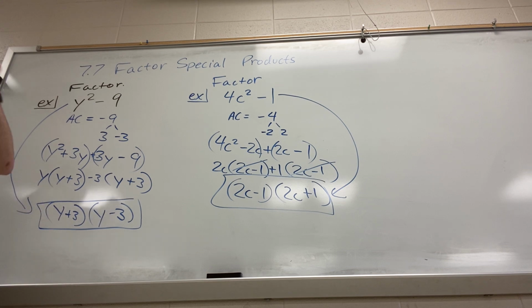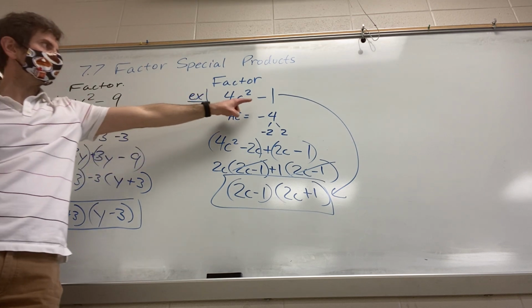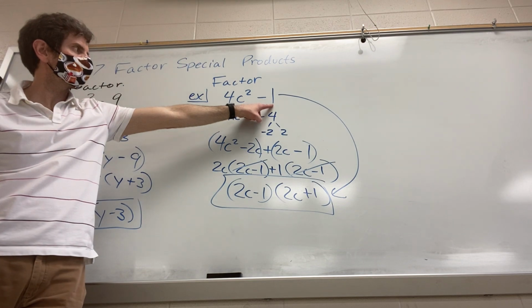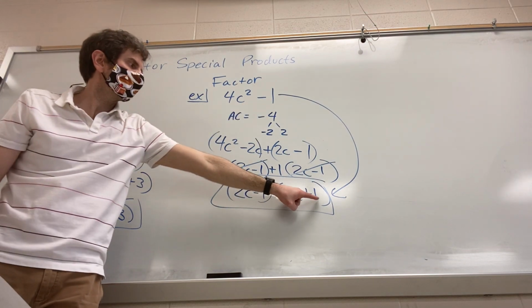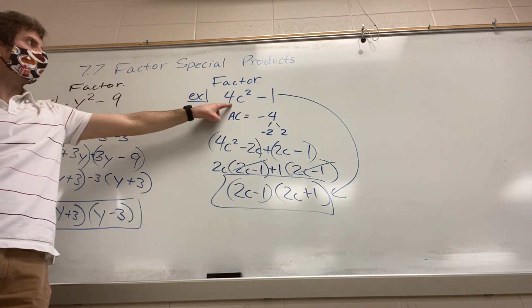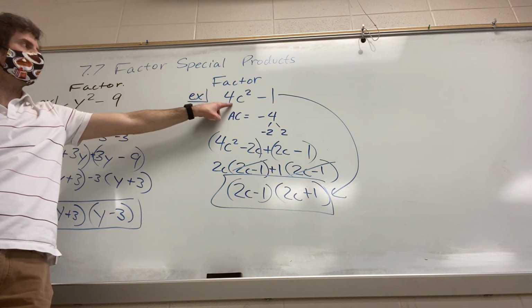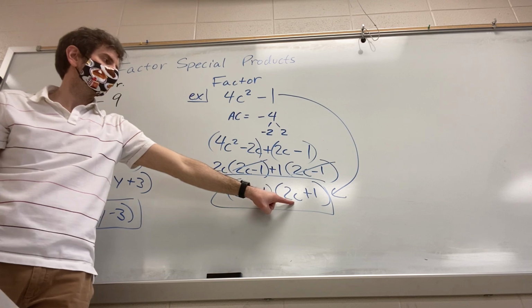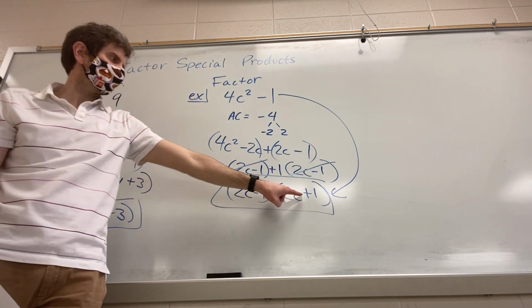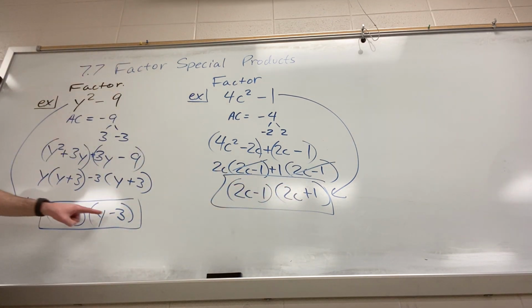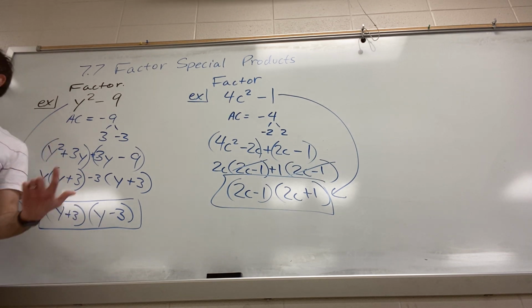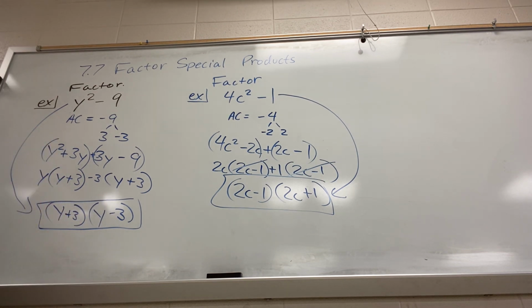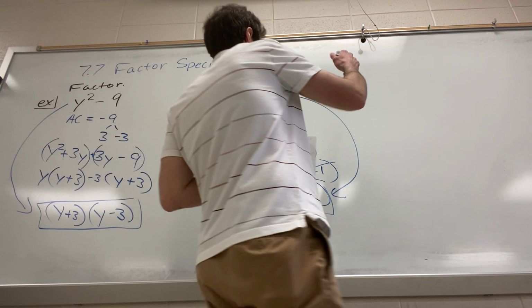Yeah, let's try that out on this one. What's the square root of 1? 1. What's the square root of 4c squared? 2c. And then look at the signs. It's always what? Negative and positive. 1 plus, 1 minus.